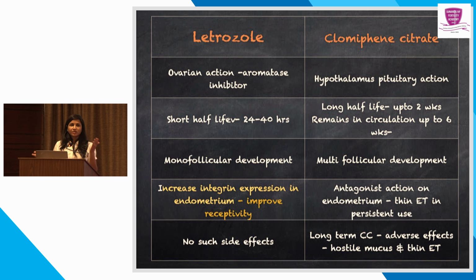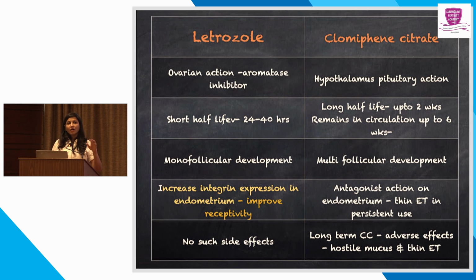So we are going to see the difference between letrozole, with intra-ovarian action, and clomiphene citrate, with hypothalamus-pituitary action. Letrozole gives monofollicular development, and clomiphene citrate gives multifollicular development, because once it sits on the receptor it occupies it for a longer time, widening the FSH window. Letrozole is short acting, the effect won't last more than 38 to 40 hours, so there is monofollicular recruitment because the FSH window is not as wide as with clomiphene citrate.